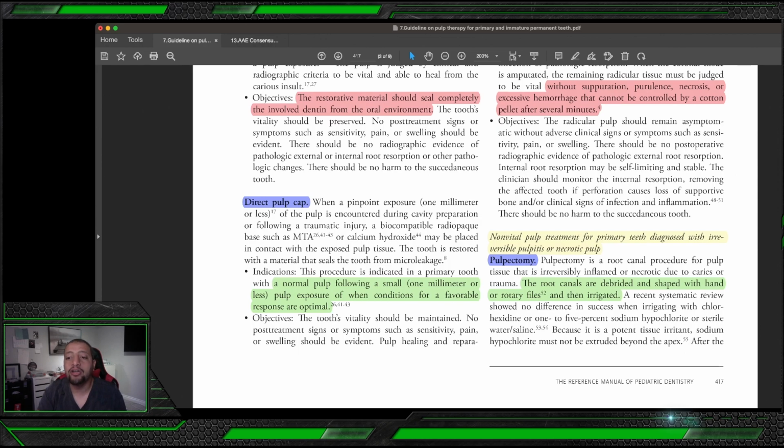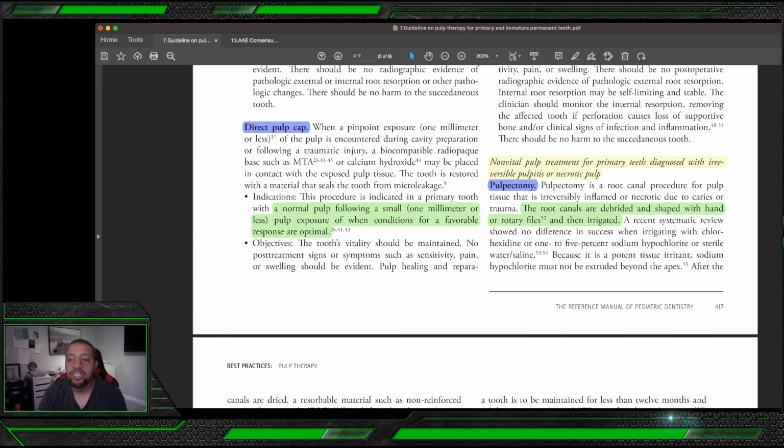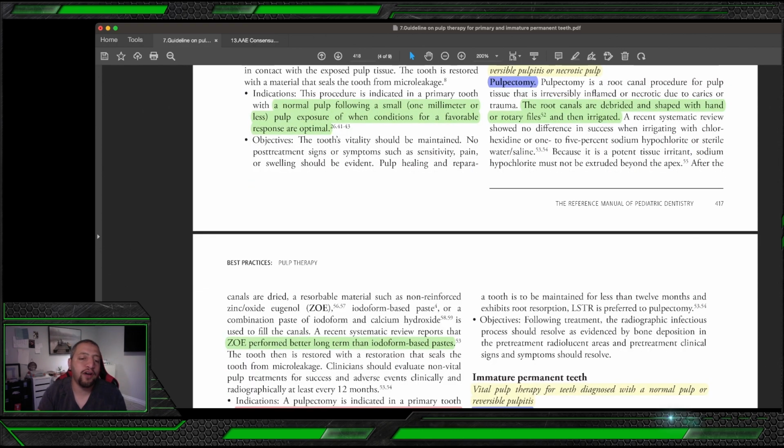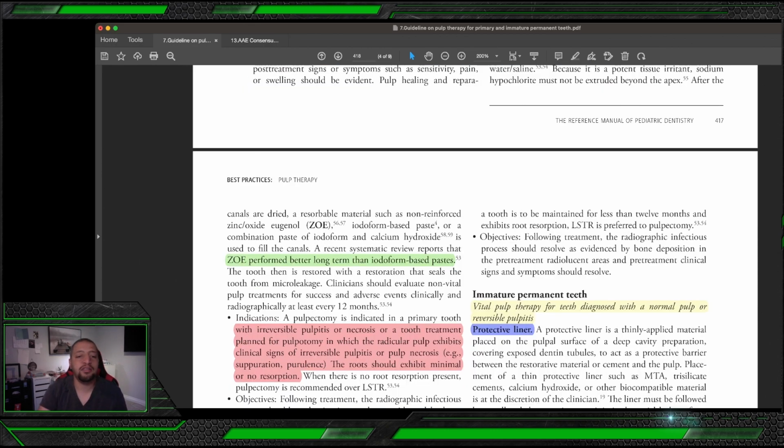The root canals are debrided and shaped with hand or rotary files and then irrigated. And for sure, you should make sure irrigation will not go beyond the apex. You're gonna use 1 to 5% sodium hypochlorite or sterile water or saline for this. We're gonna speak about the instance of sodium hypochlorite going beyond the apex; it needs to be discussed in different articles.